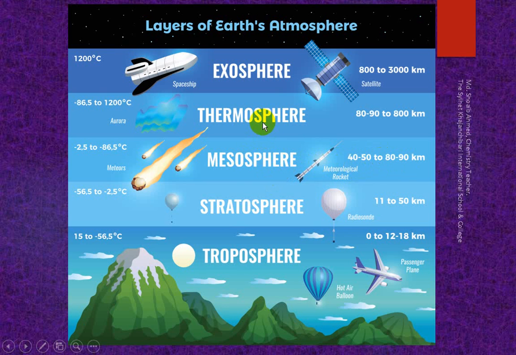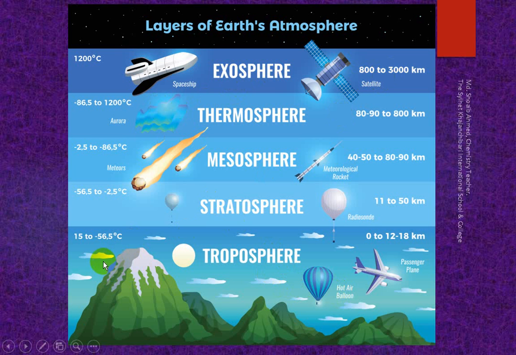Then there is the thermosphere, which extends from above 80 to 90 kilometers up to about 800 kilometers. Above the thermosphere is the exosphere, where satellites and spaceships orbit. Airplanes move in the troposphere, along with balloons and rain. Satellites are above 800 kilometers.